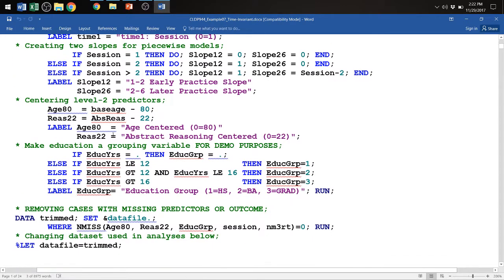This example is going to have 3 level 2 predictors, 2 of which are continuous. Age at the beginning of the study. This is a 2-week study, so this is age that is time invariant. I've centered it at 80.